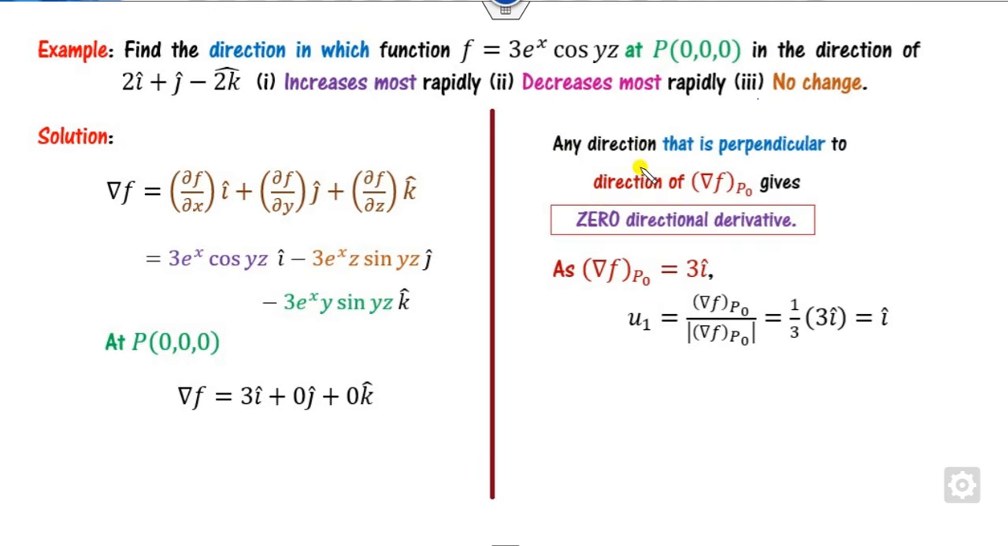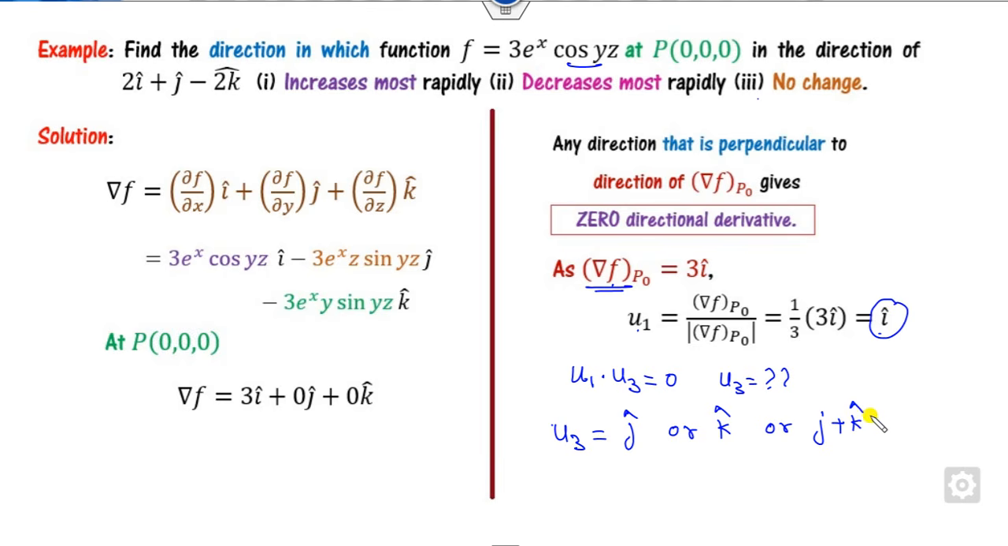It means you have to find firstly the direction of this. This is i. You have to find any value. u2 is already considered. Your target is to find u3 such that it will be 0. So what is u1? u1 is i and it's 3 dimensional. So I can consider u3 as simply j or simply k or simply j plus k.